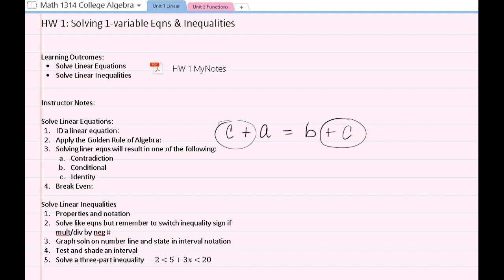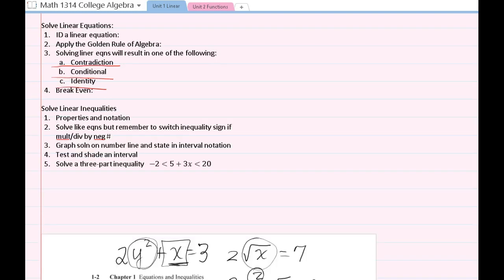The other thing we need to realize is that when we're solving any linear equation, the result will be one of the following. It will either be a contradiction, conditional, or identity. So let's talk about those three different scenarios. When solving the linear equation, we can either have 0 solutions. That means that we have no solution, and this is what we call a contradiction, and our solution set will be an empty set.